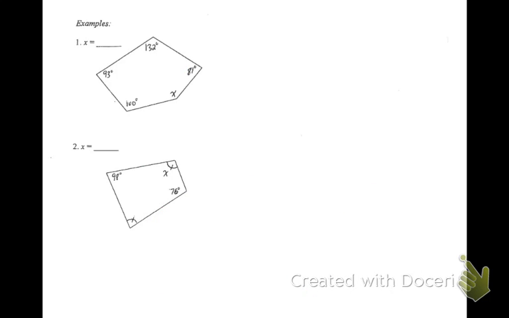Alright, so let's look at some examples. The first thing we have to do to find the sum is to know how many sides this figure has. For number 1, an easy way to do that is to count how many angles there are. There are 5 angles in this picture, so it's going to have 5 sides. So this is a pentagon, and the number of sides is going to be 5.